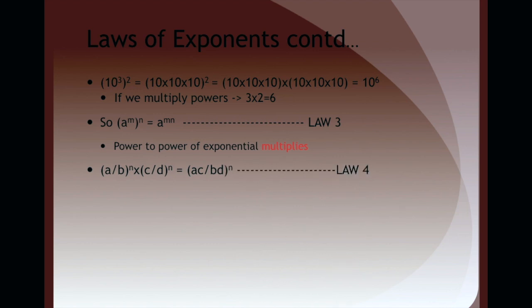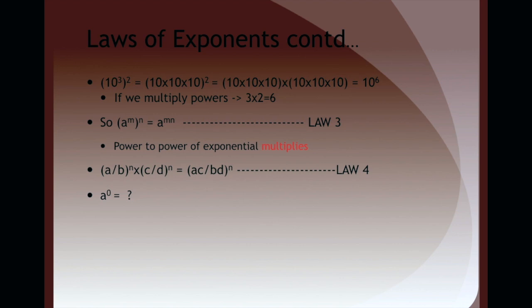Now let us jump to law 4. What does it say? Suppose there are two rational numbers with the same power, then we can multiply the numerators and we can multiply the denominators separately and put the whole raised to power n. a by b raised to power n into c by d raised to power n becomes a into c, which are numerators, and b into d, which are denominators, whole raised to power n. So we can bring them into the same bracket, or we can bring them together.